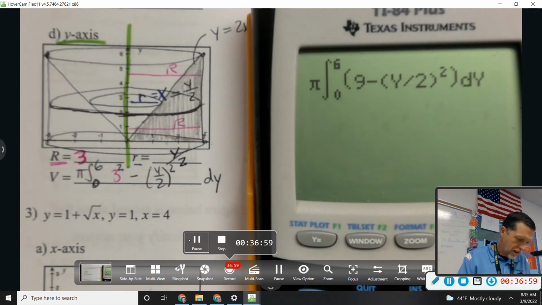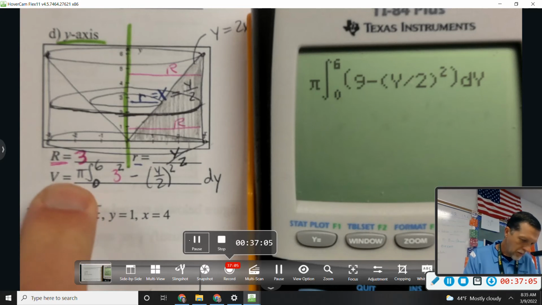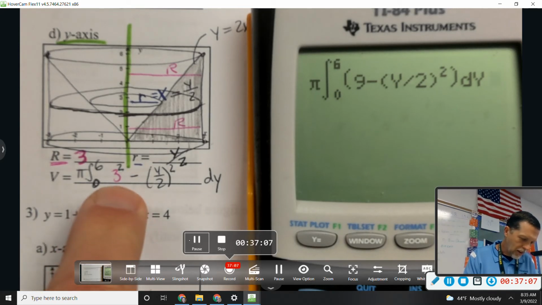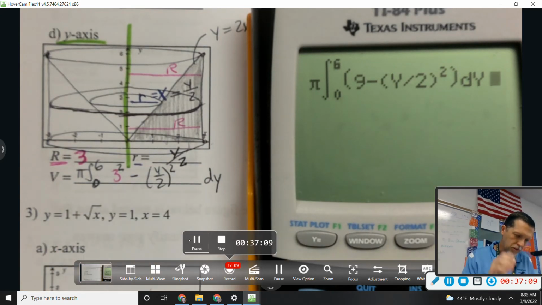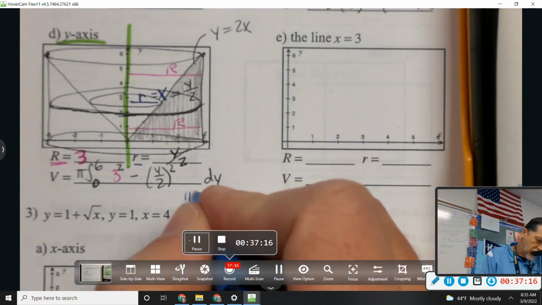Double checking. Because the calculator is not going to do anything wrong. It's going to do what I tell it to do. Pi 0 to 6, 9 minus y over 2 squared dy. 113.097.